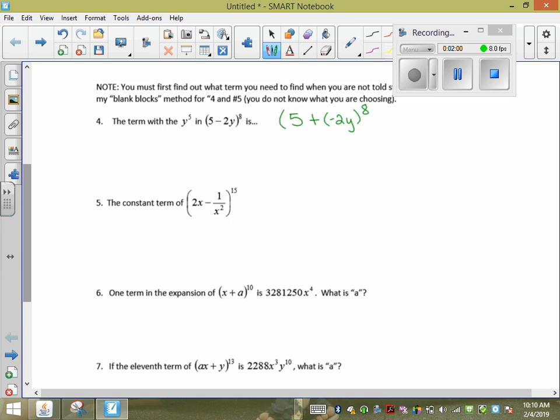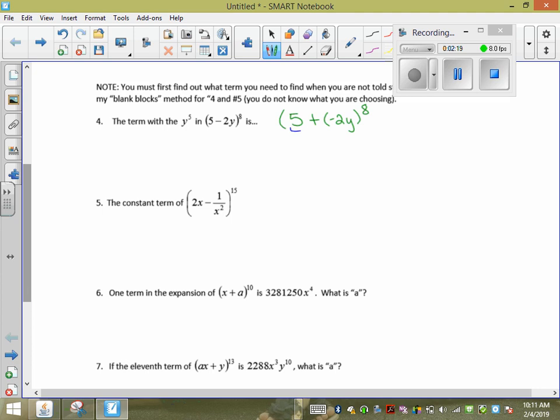You are correct. In order to use this formula, it says on the formula sheet that it is for the expansion of x plus y to the n. So in order to use this formula, I have to have a plus sign in between. If I don't have a plus sign in between, I cannot use this formula, which means I'm stuck. So I have to get a plus sign in between.